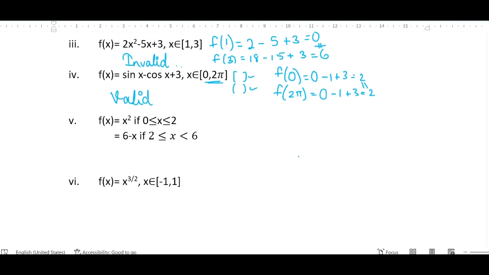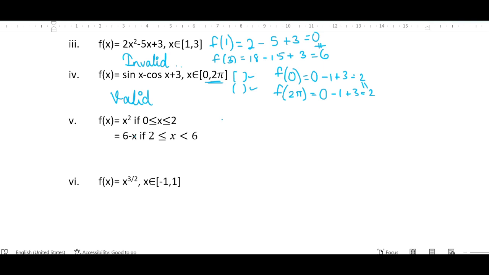F of x equal to x square if x is between 0 and 2, and f of x equals 6 minus x if it is between 2 and 6. So let's see. Is it always continuous? So if you check at 2, x square is 4 and 6 minus 2, that is 4. So yes, it is continuous. Is it always differentiable? Yes, you can differentiate it.